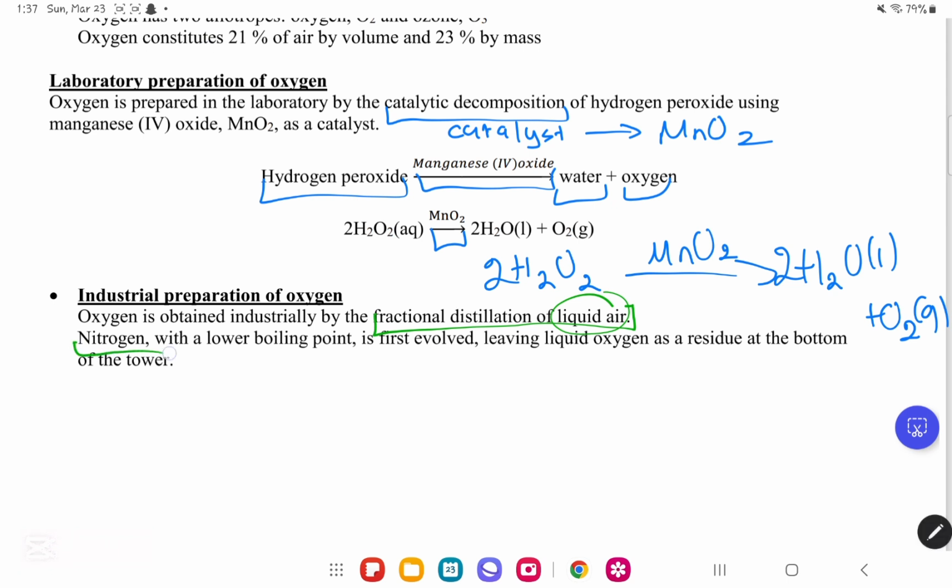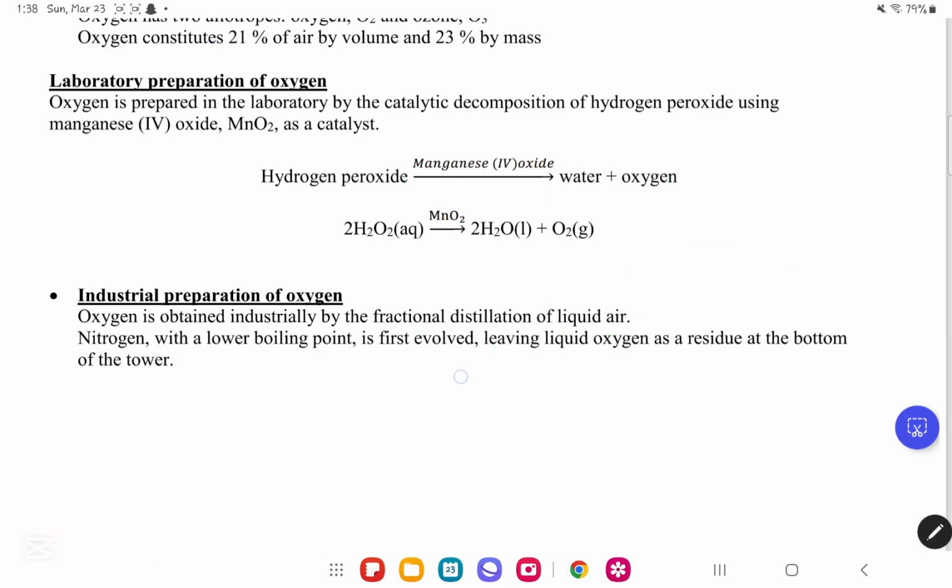Now here they said nitrogen with a lower boiling point. So nitrogen has a lower boiling point than oxygen. When it is a liquid, they will slowly start to increase the temperature a little bit more. So it has a lower boiling point than oxygen, so nitrogen will evaporate first. Okay, and then it will leave the liquid oxygen as a residue at the bottom of the tower. And then that's how you obtain oxygen using the industrial method.